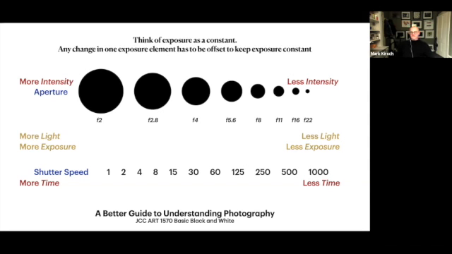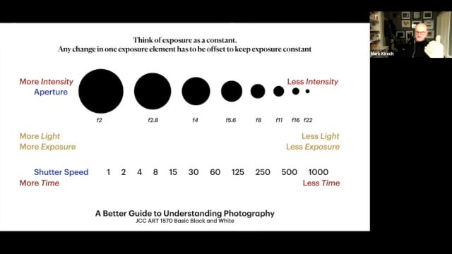So top row here is all my apertures. F2 is the largest aperture. It lets in more light. It allows more exposure, more intensity. As we go across the scale, as the apertures get smaller, we have less intensity. It's also allowing less light, creating less exposure.